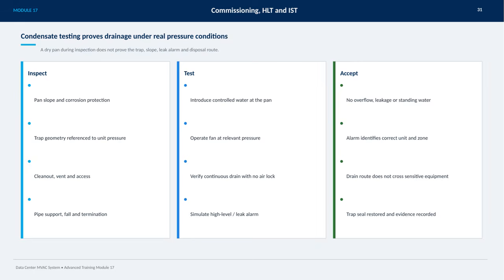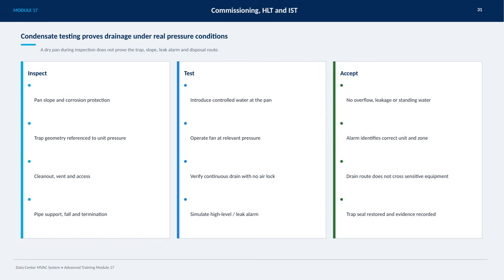Next, we conduct tests by introducing controlled water into the pan, operating the fan at the relevant pressure to mimic actual conditions, and verifying that the drain runs continuously without any airlocks. We also simulate high-level or leak alarms to make sure the system responds accurately.